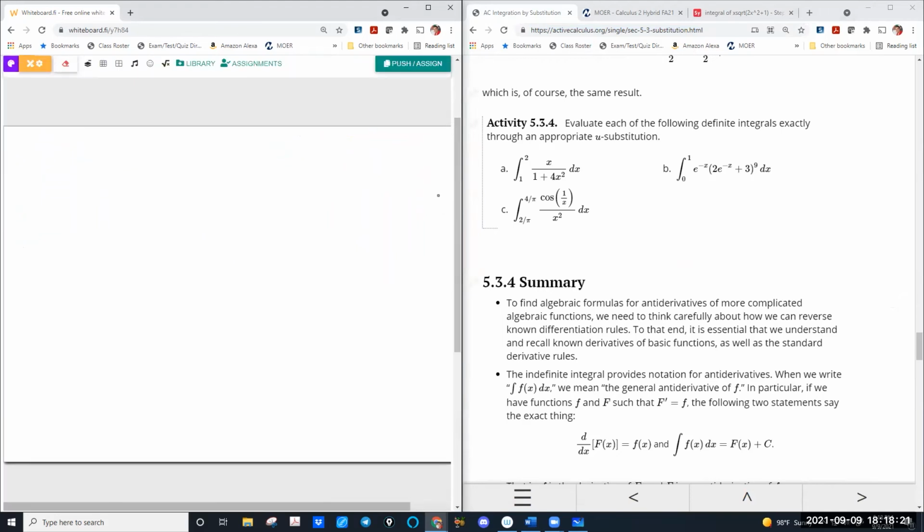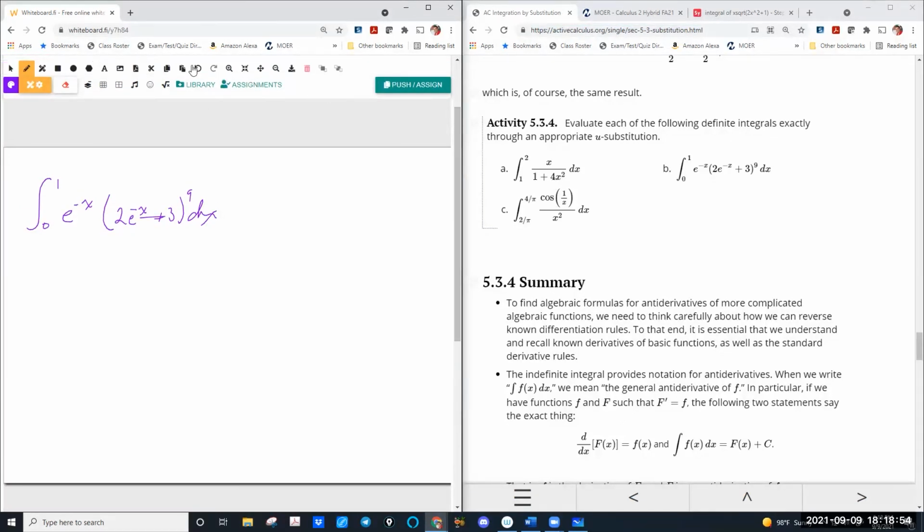All right, so we have a definite integral, so we're going to get a final answer of a number. So 0 to 1, e to the negative x, 2e to the negative x plus 3 to the 9th dx. Now, this ninth power is kind of what's tipping me off to what I might want to be u, because to try and multiply this out would be a huge mess. So I really want to try to simplify that.